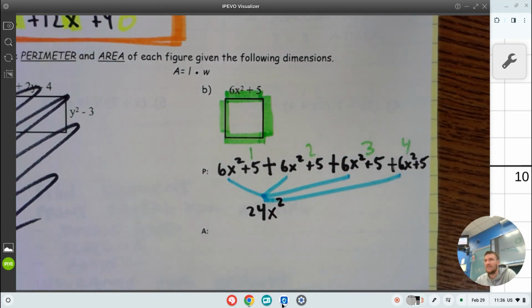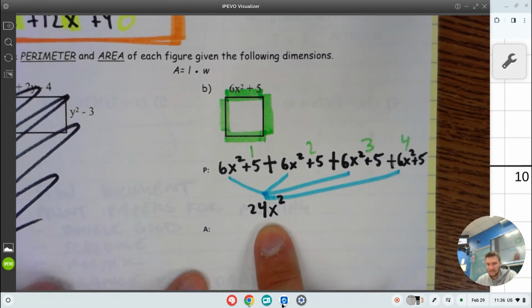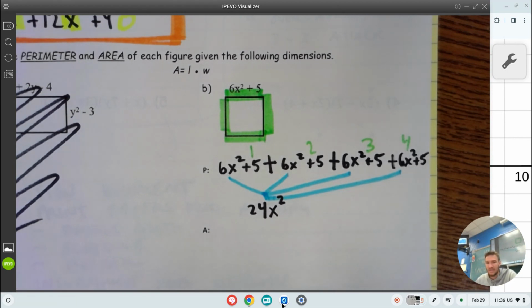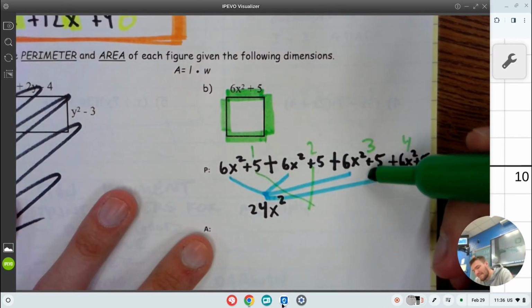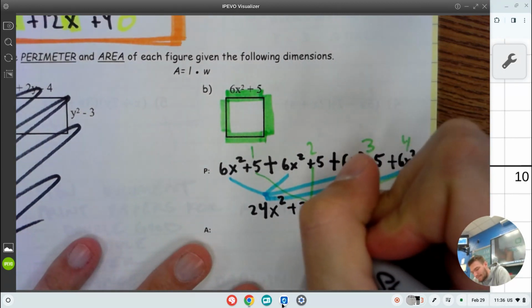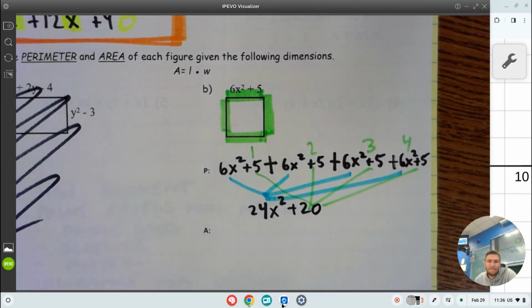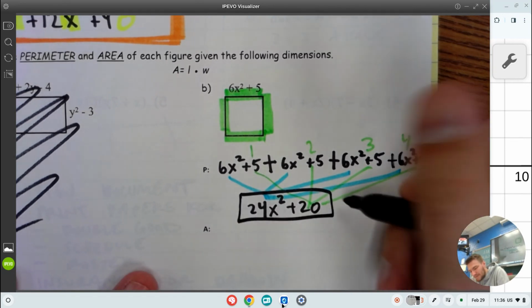Don't change the letters. Very common when we do this question, people are going to put x8. But it's not x8. We're just doing addition. Then we've got 5, 5, 5, 5. Okay, that one's easy. It's just going to be 20. All right, this right here is the perimeter.